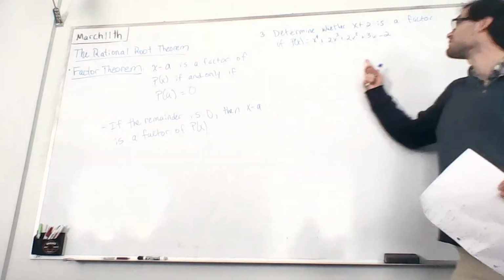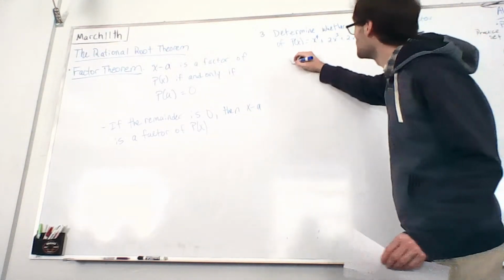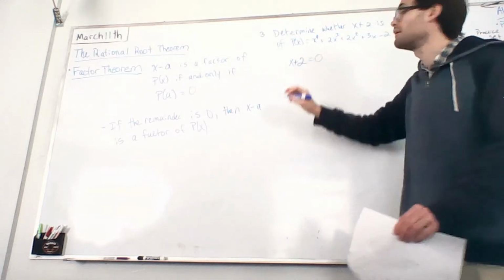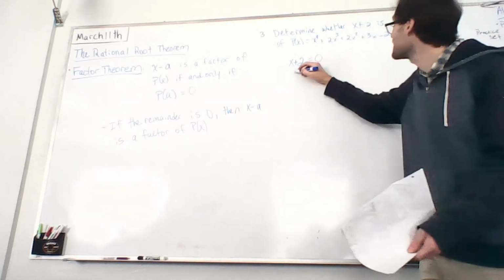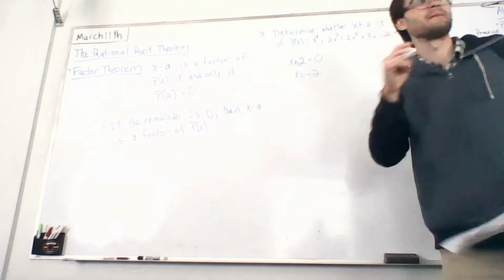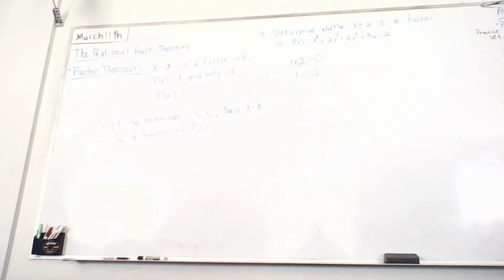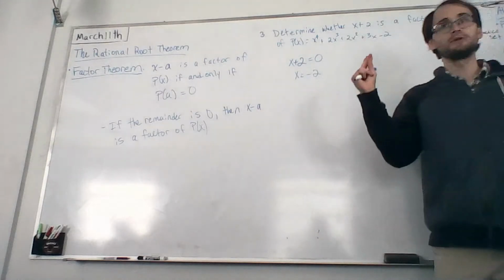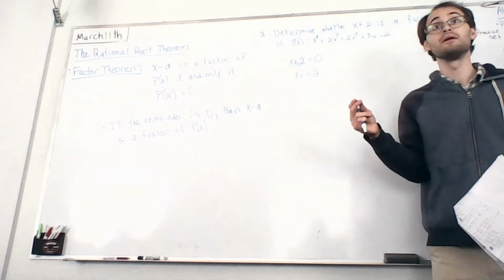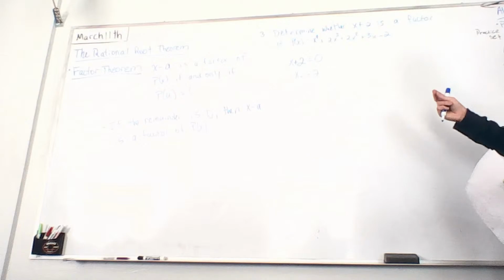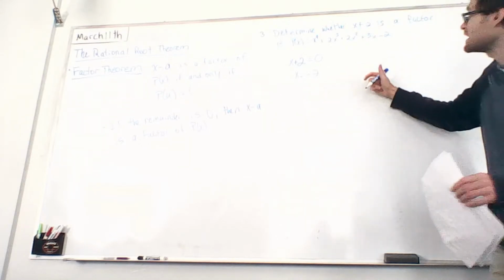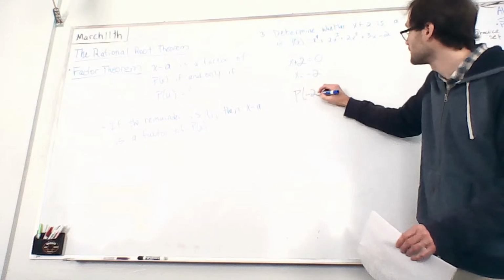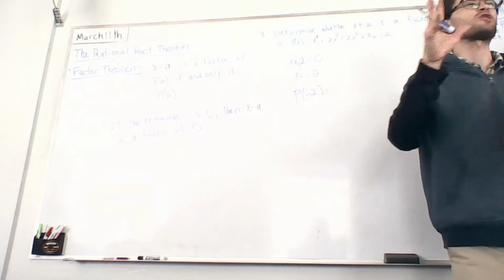All I got to do is take my divisor, x plus 2. Just like before, we'll set it equal to 0 and solve. Pretty obviously, x equals -2. Right, just like before. Then plug in -2 for x. Bingo. Plug in -2 into your polynomial. P of -2.